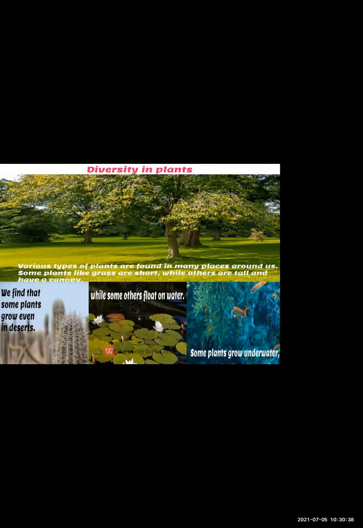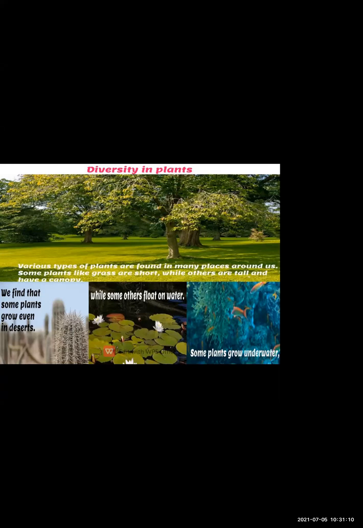Okay. Now, diversities in plants. Today's chapter name is diversity in living things and their classification. So we are going to see how there is diversity in living things. In living things, plants and animals come. We are going to study about the plants and animals and how these animals and plants are classified. That also we are going to study in this lesson. So first of all, let us study diversity in plants.